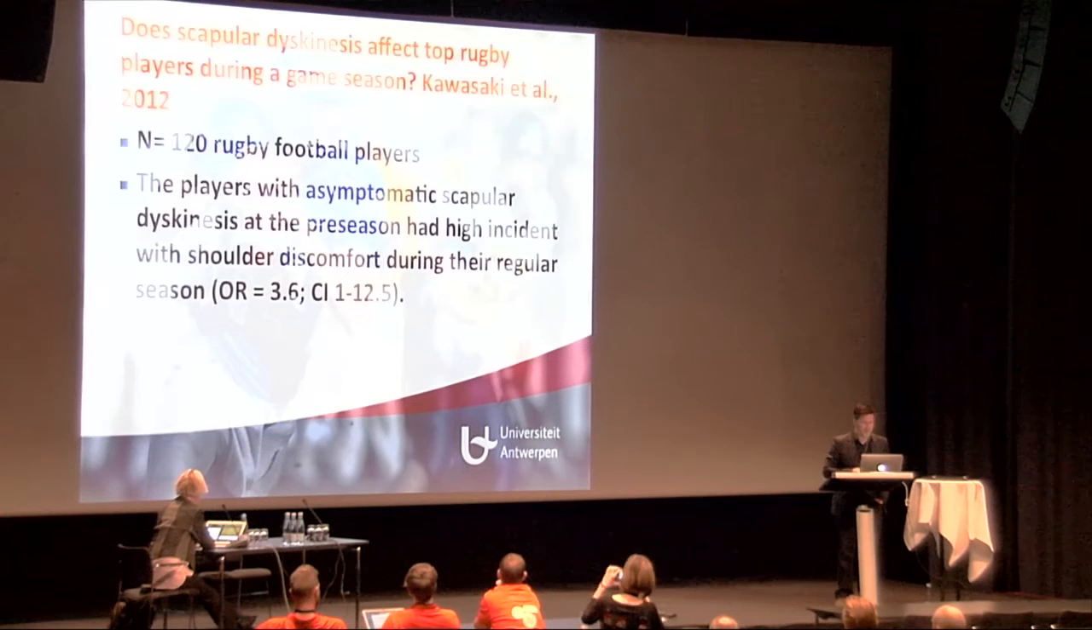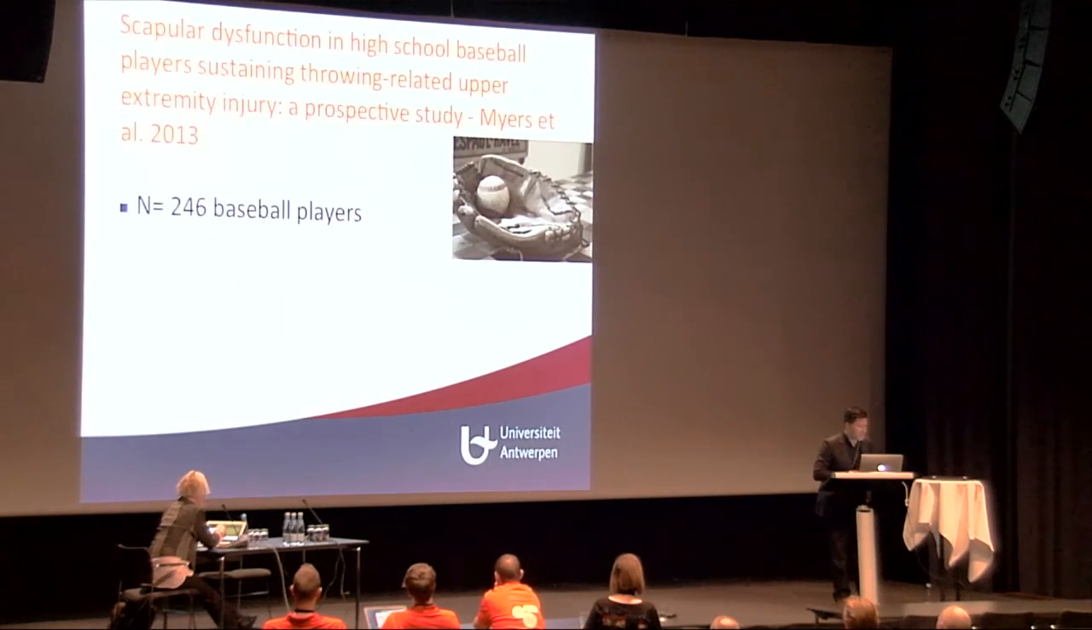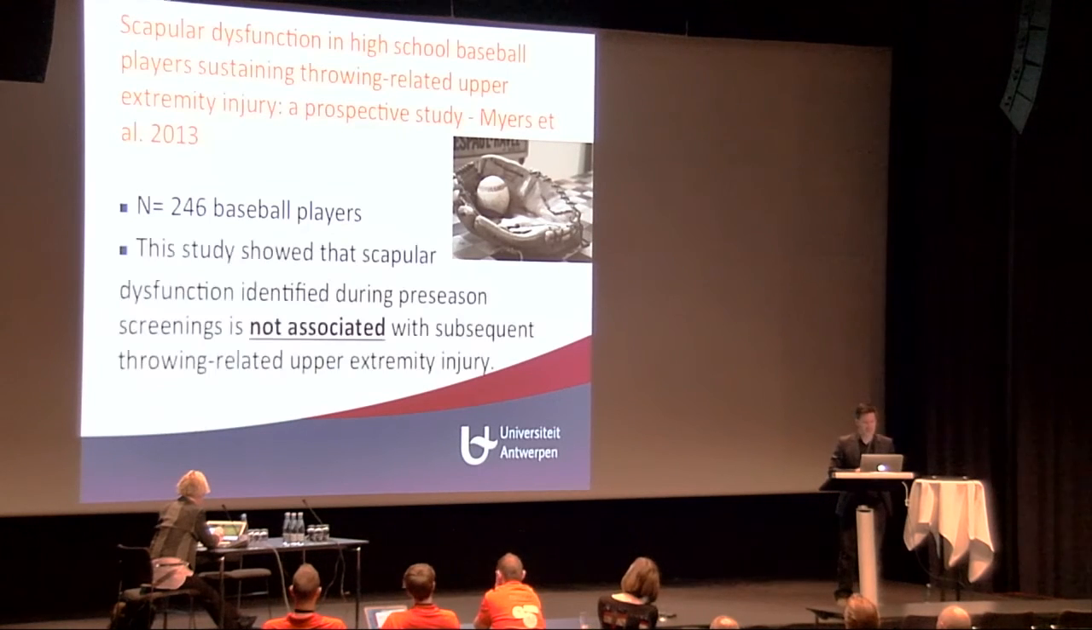Next one, Myers, scapular dysfunction in high school baseball players. He tested 246 baseball players, and he concluded that scapular dysfunction identified during preseason screenings is not associated with subsequent throwing-related upper extremity injury. So it's not predictive for shoulder pain in baseball players in this study.